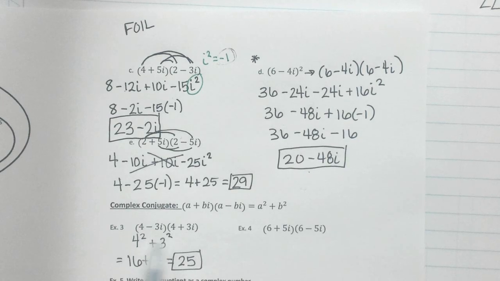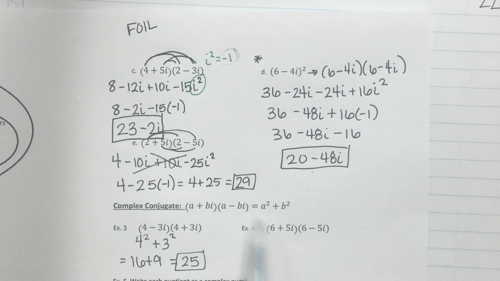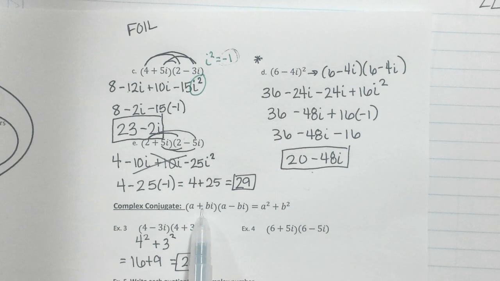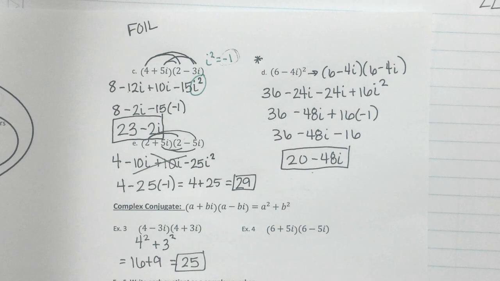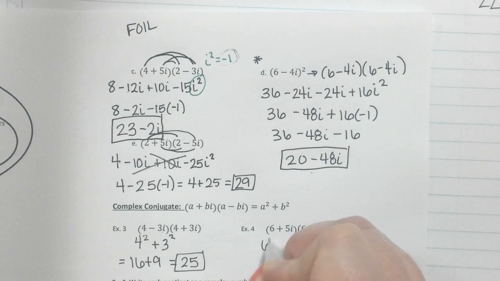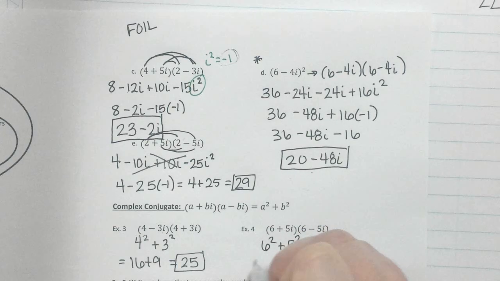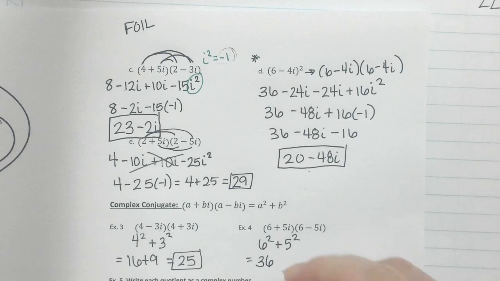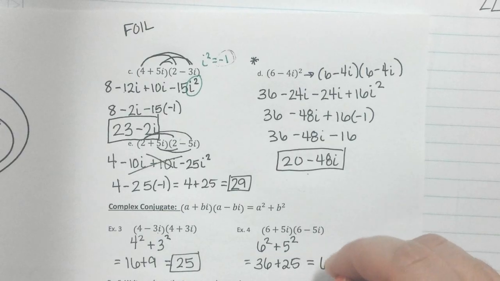When you notice that you're working with complex conjugates, you can just apply this. Is it always positive? It is always positive because whether or not you consider the b to be the positive version or negative, when you square it, it's going to be positive anyway. So that really doesn't matter if I consider b to be negative 3 or positive 3. Squared, it's going to be 9. Okay, and then this one, example 4, would be 6 squared plus 5 squared, which is 36 plus 25, 61. Okay?